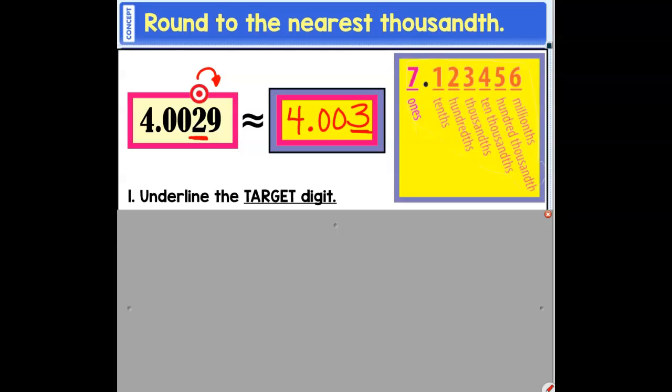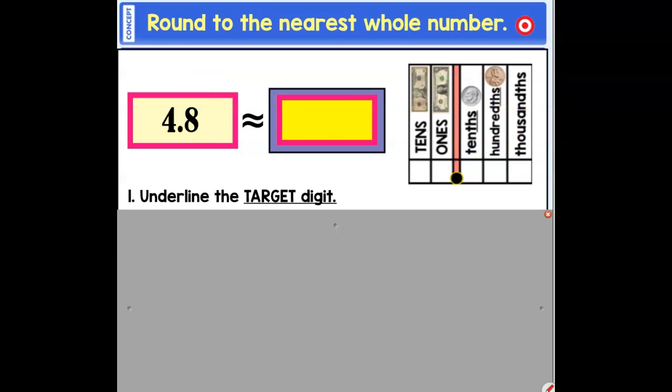So I want you to stop and think now. When we round to the thousandth, what's one thing that you've discovered? If you're in school, share with your partner. If you're at home, think about what is one thing that you need to remember when you're rounding to the thousandth place. Now we're going to round to the nearest whole number.